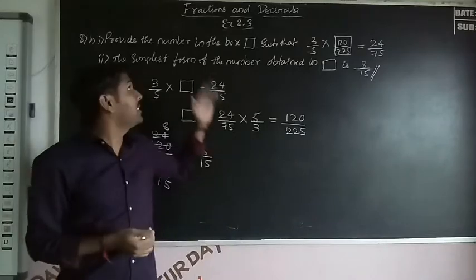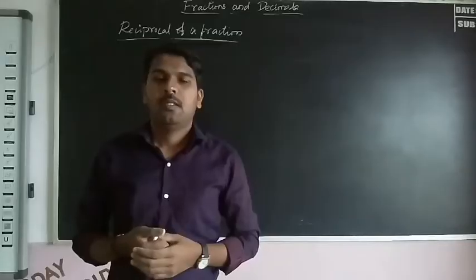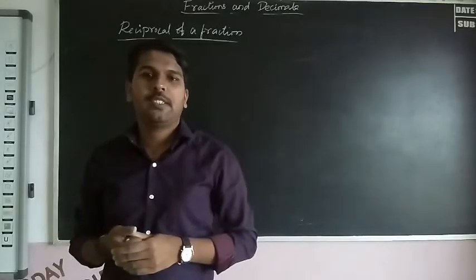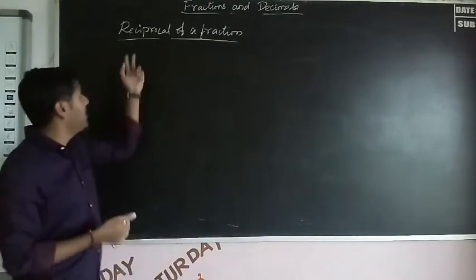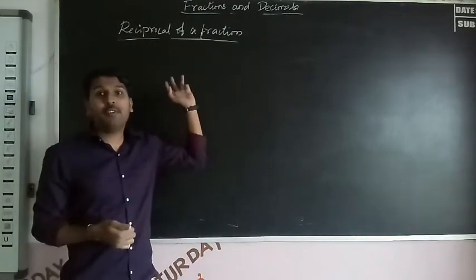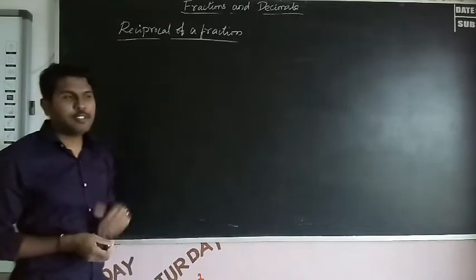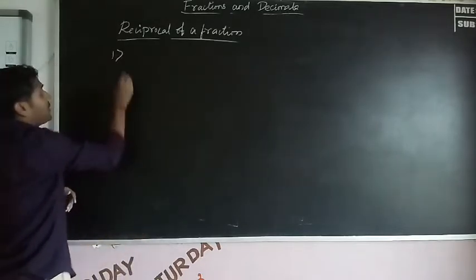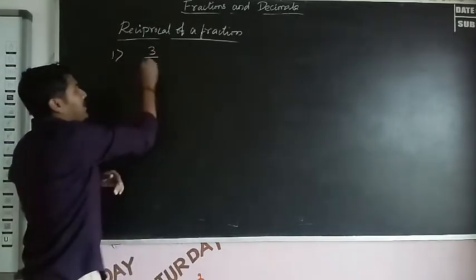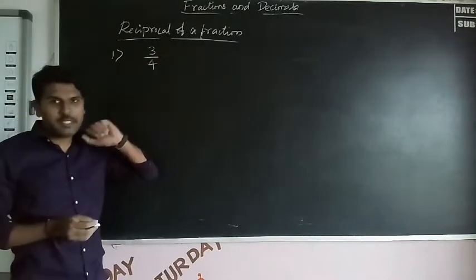So this completes the exercise 2.3. So the next concept is division of fraction. Before going to the division of fraction, I will explain reciprocal of a fraction. So how to find out the reciprocal of a fraction? First take one example. Here 3 by 4 is there. How to write out the reciprocal of this fraction?